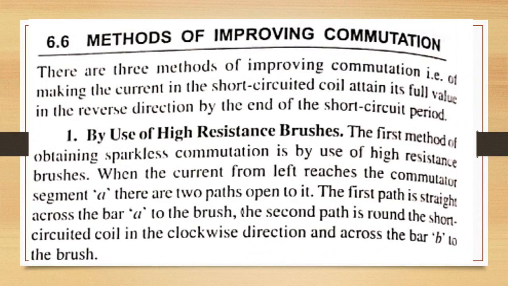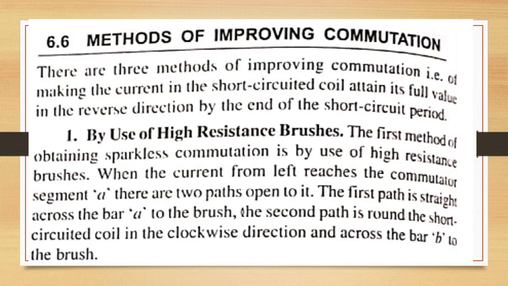Let us now see the methods of improving commutation. So how to improve the commutation? There are basically three methods of improving commutation, that is making the current in the short circuited coil attain its full value in the reverse direction by the end of short circuit period. First one is by use of high resistance brushes. So first method of obtaining sparkless commutation is by use of high resistance brushes.